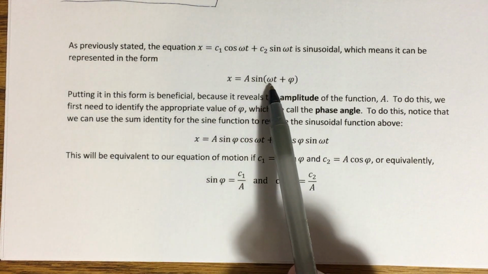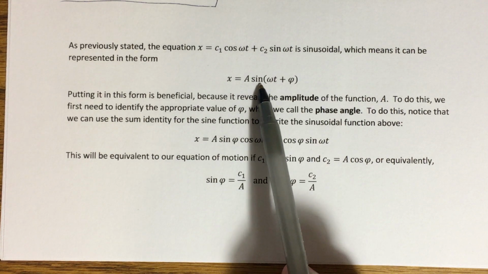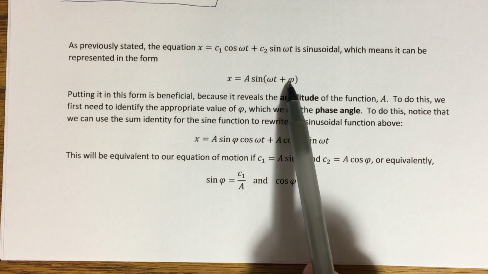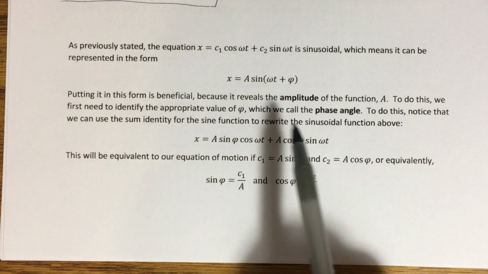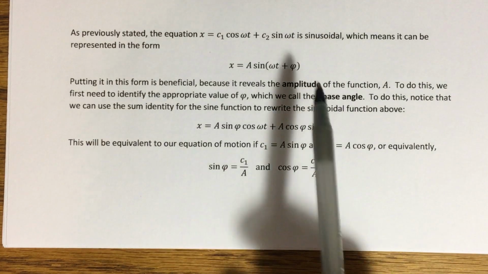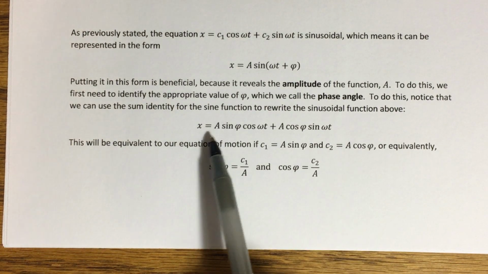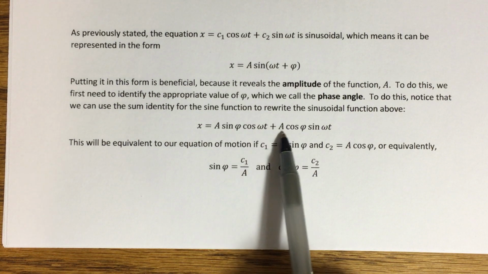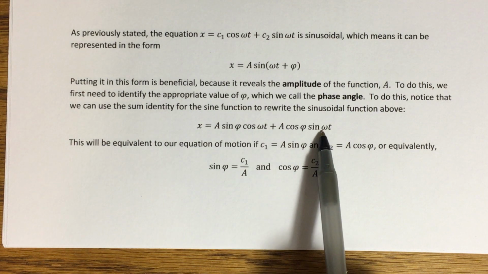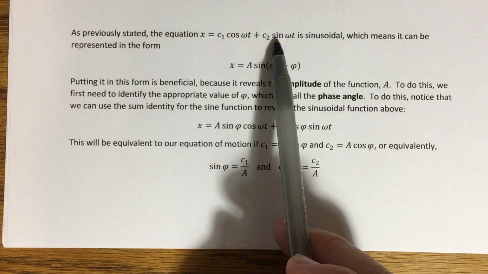Okay, so what I'm going to do is use the sum identity for the sine function on this right here, because I have a sum of two things in my argument for my sine. From our sum identity for the sine function, this expression can be expanded like this: a sine of phi cosine of omega t plus a cosine of phi sine of omega t. All right. Now compare that to our original solution.